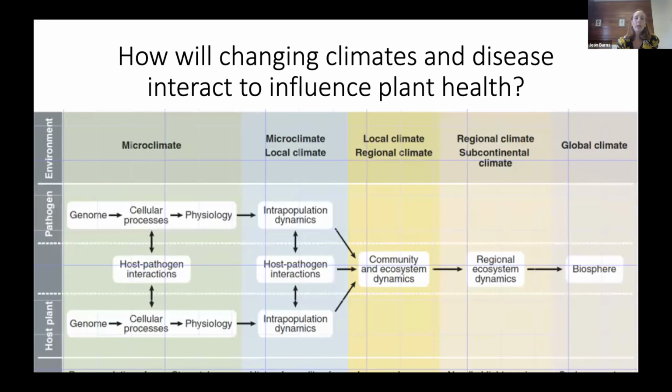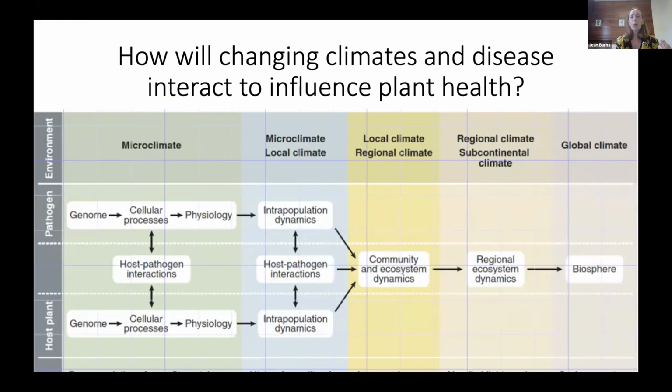And how can we address this pressing problem of changing climates and diseases interacting to influence plant health? Well, I really want to emphasize that this is a multidisciplinary and a multi-scale problem. So I'm certainly not going to claim that we're going to address all of those problems in one study system or in one talk today, but I just want to emphasize the opportunity there to do interdisciplinary work and to do work at multiple scales.